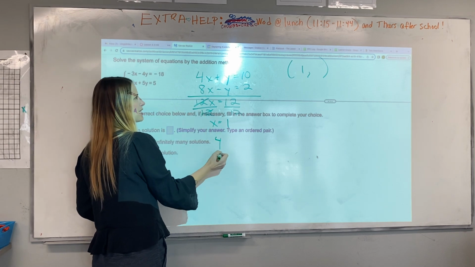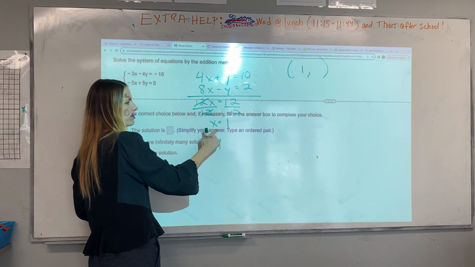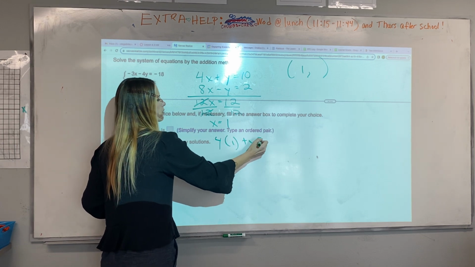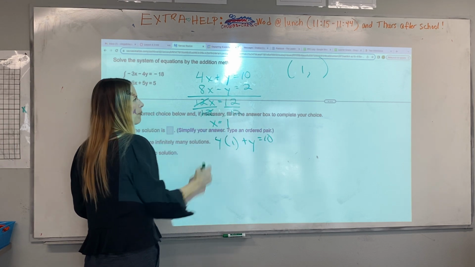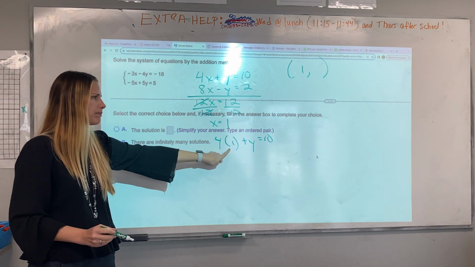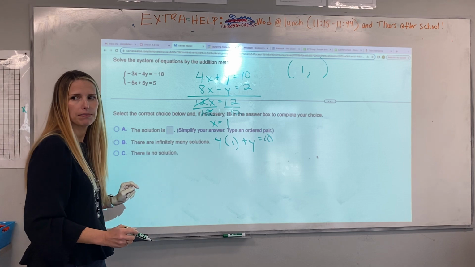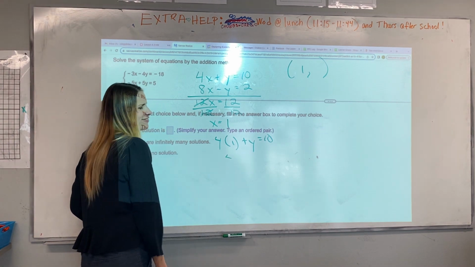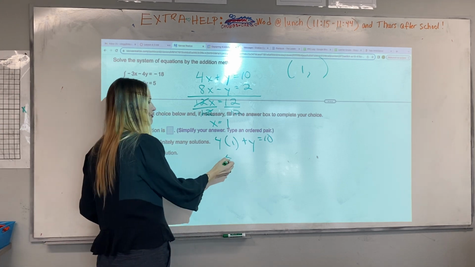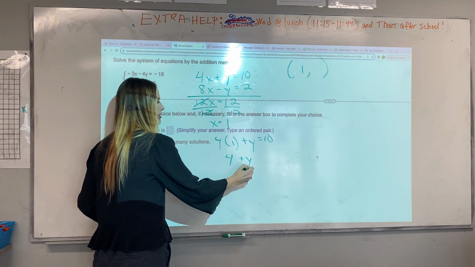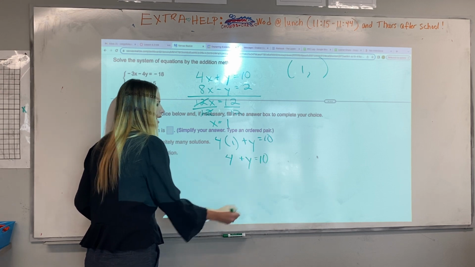I'm going to do 4 times x, but instead of writing x, I'm going to replace it with 1, plus y equals 10. So I just rewrote this top equation, but I replaced the x with my value 1. 4 times 1 is 4. Continuing to write the equation, 4 plus y equals 10.